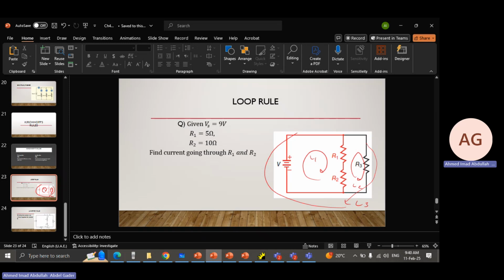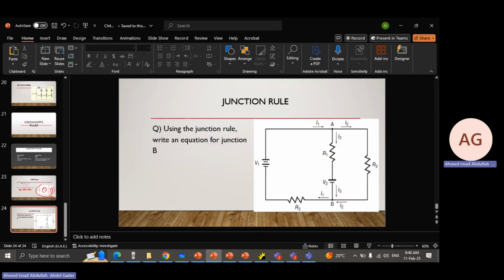If we look at L1 exclusively, the potential difference going in, delta Vs, equals the potential difference going out, meaning energy being consumed, which is delta V1 plus delta V2. If I know any two values, I can find the third.